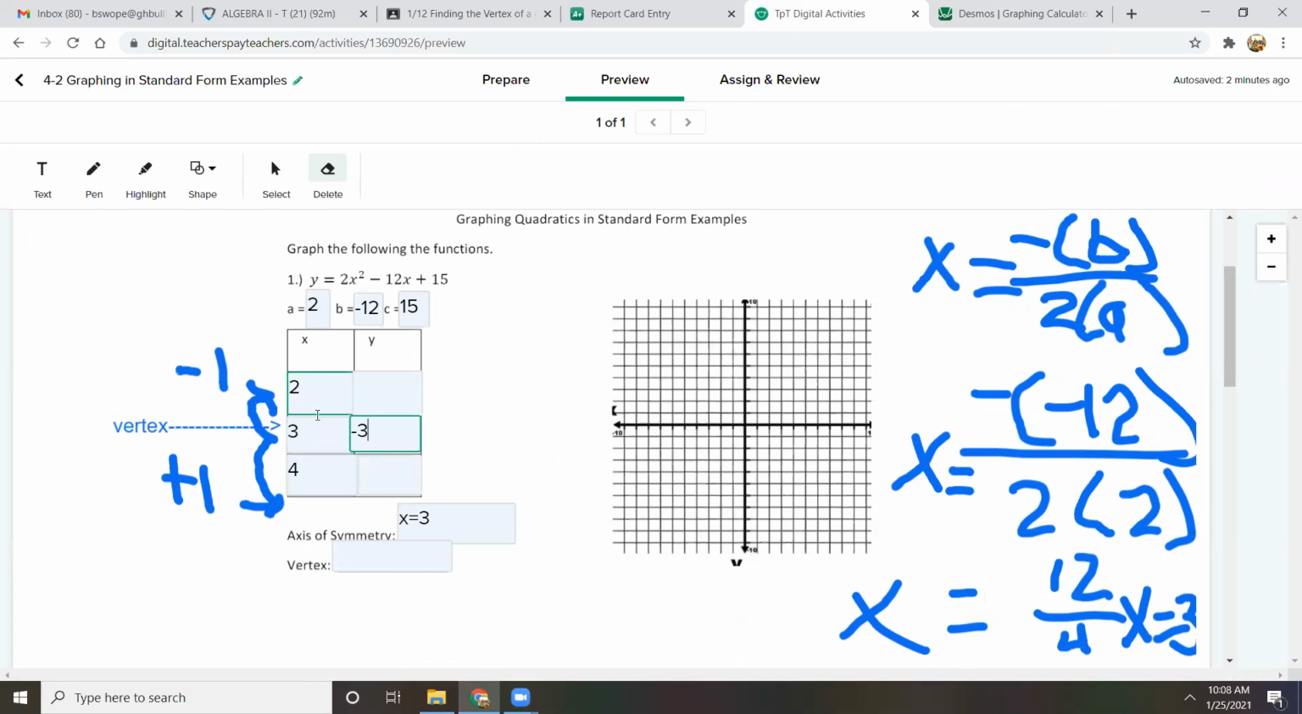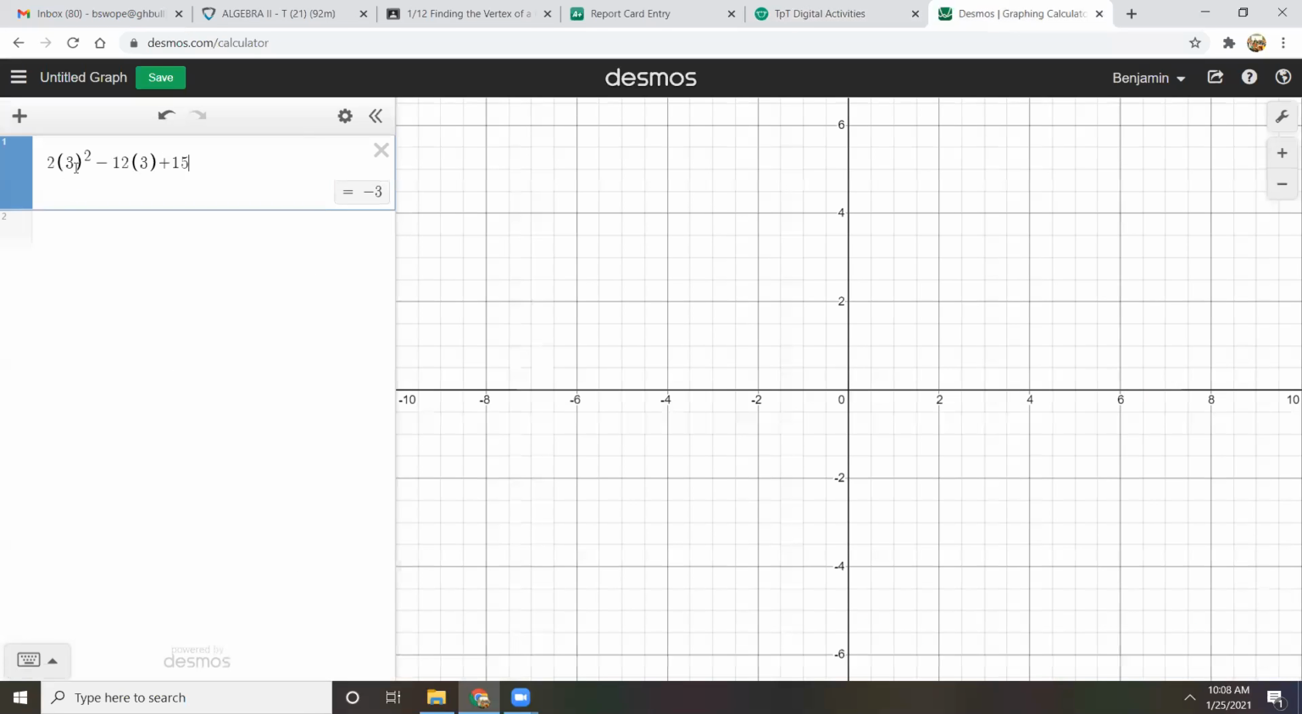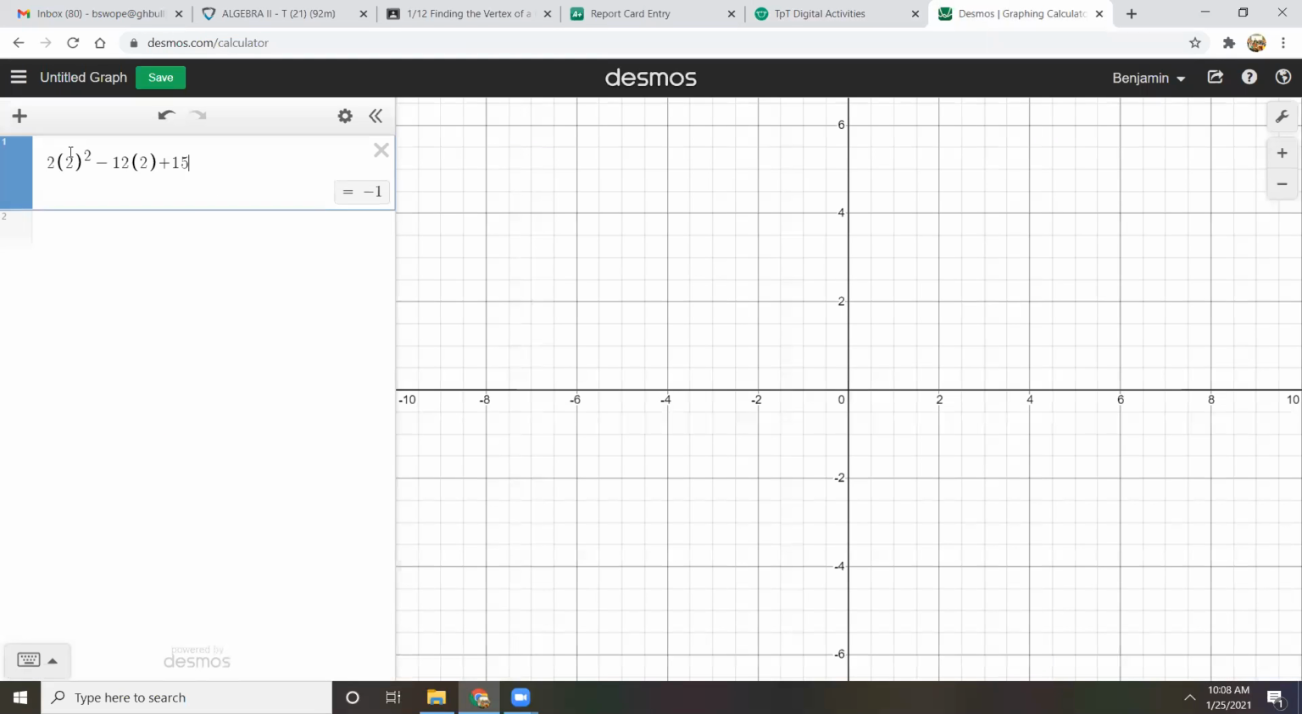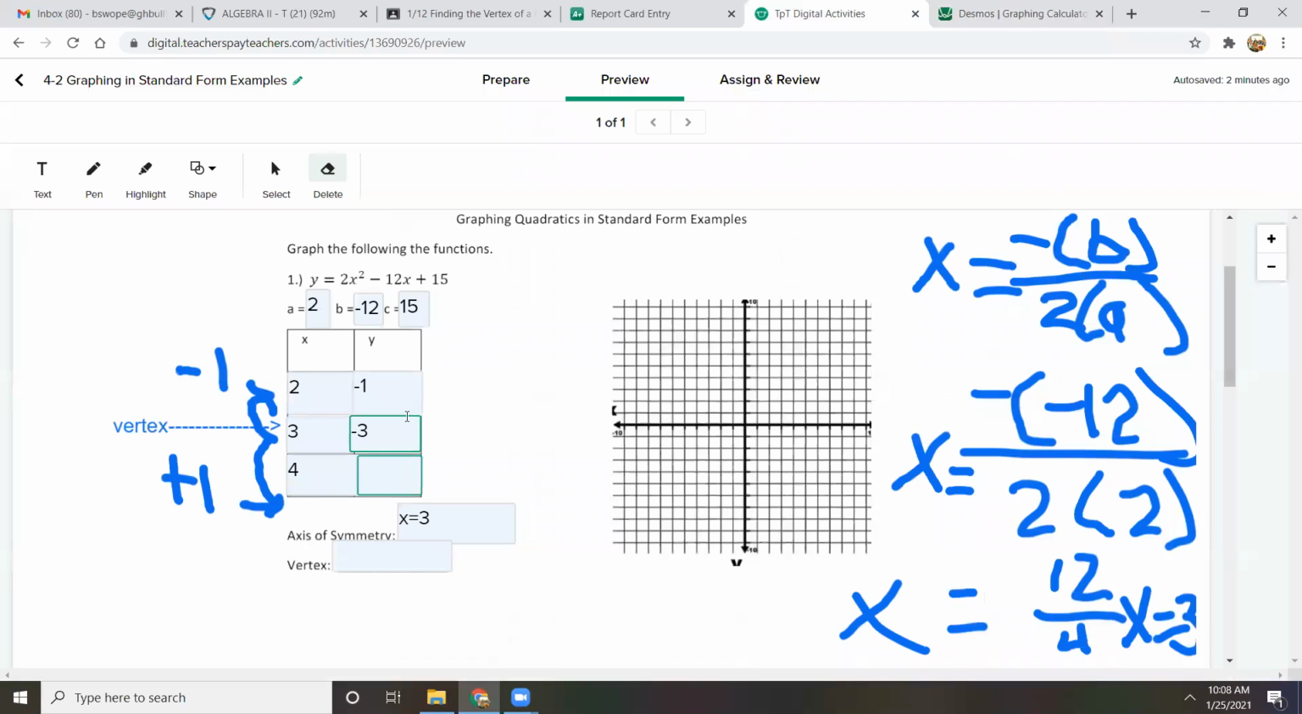Now we want to plug in these other x values. The nice thing about Desmos is I can just edit it. I can change those 3s, and make sure you change both of them, to 2s, and I get negative 1. And I could change them to 4s, and you're also going to get negative 1. Just like the last section, these y values will be the same for your top and bottom row. Our vertex, remember, is that middle row.